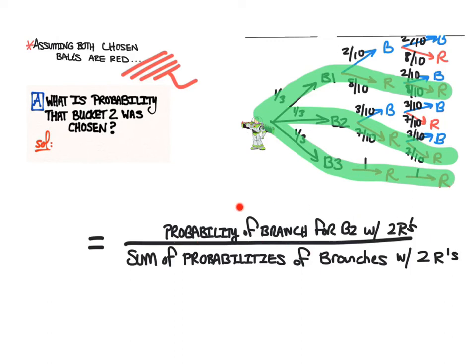In the numerator, you put the actual probability that you're trying to find. So we want to make sure that bucket 2 is the one that was chosen. So in addition to the two R's, we want just the branch that goes through bucket 2. So in the numerator, you only include the probability of this branch. So only this product.